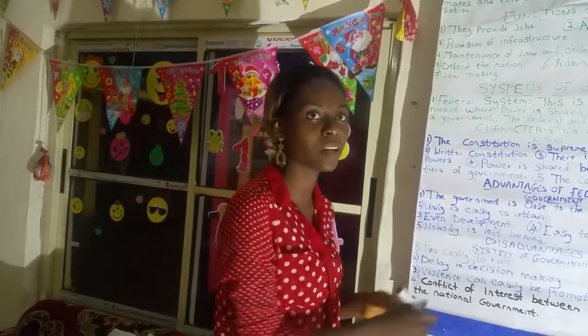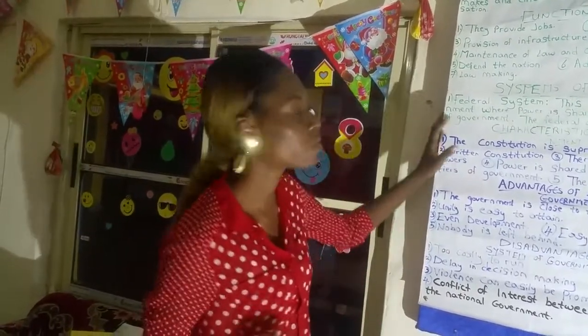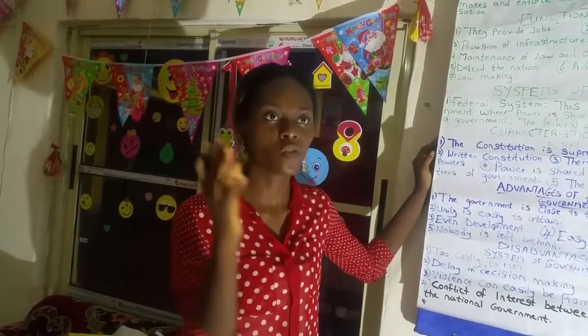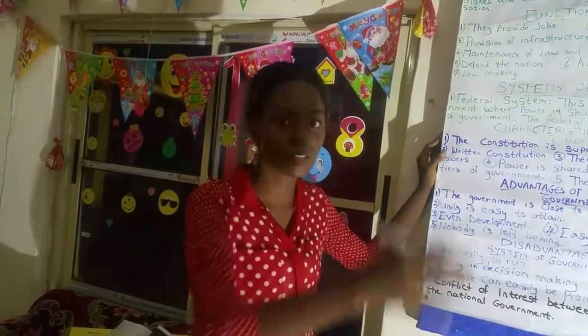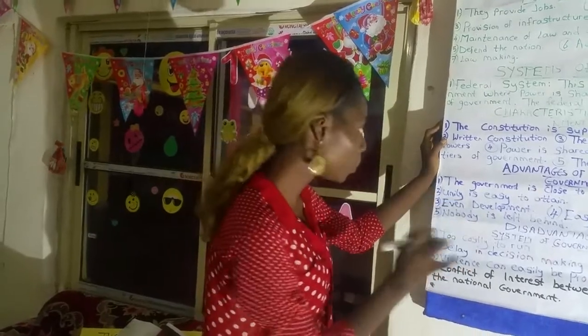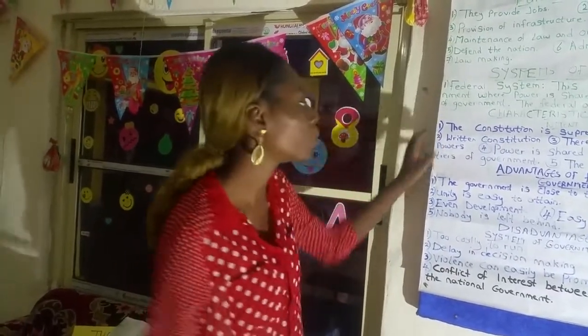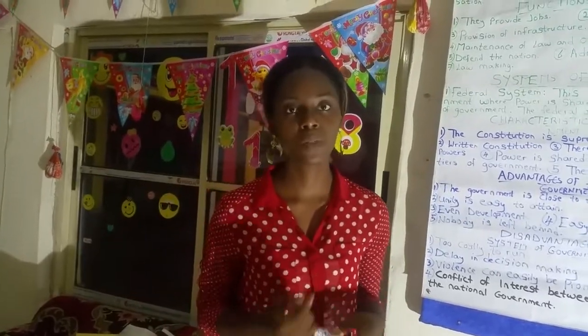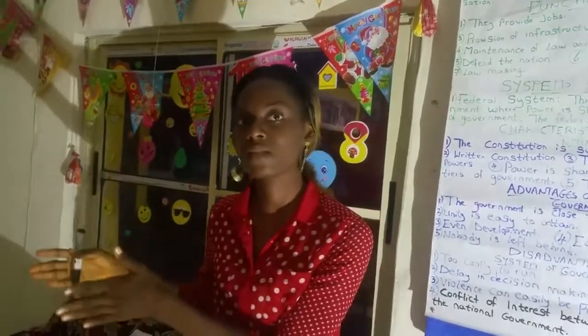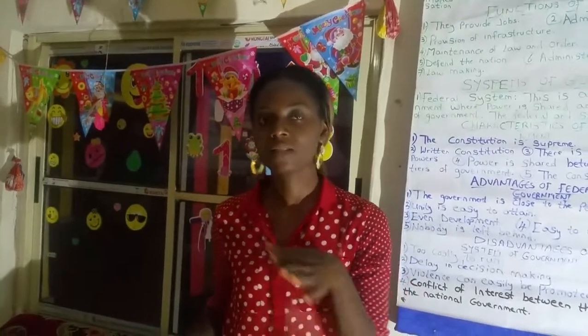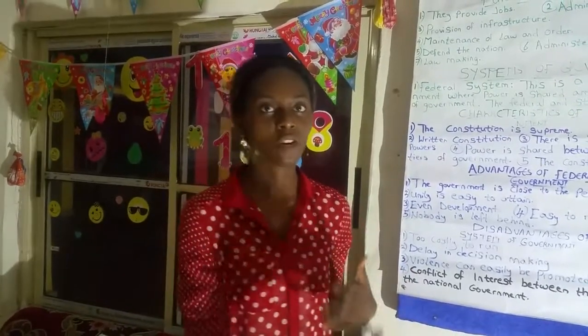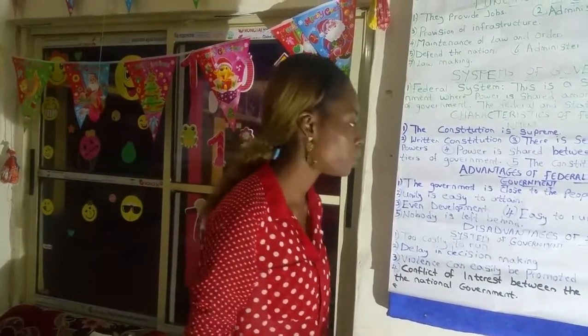Unlike the flexible type that is easy to amend, this one is very difficult to amend because you have to seek permission from different bodies and different people. Then we also have advantages of federal system. What are the advantages? 1, the government is close to the people because of the different steps: federal government to state, state to local government. You see, the government is very much close to the people.